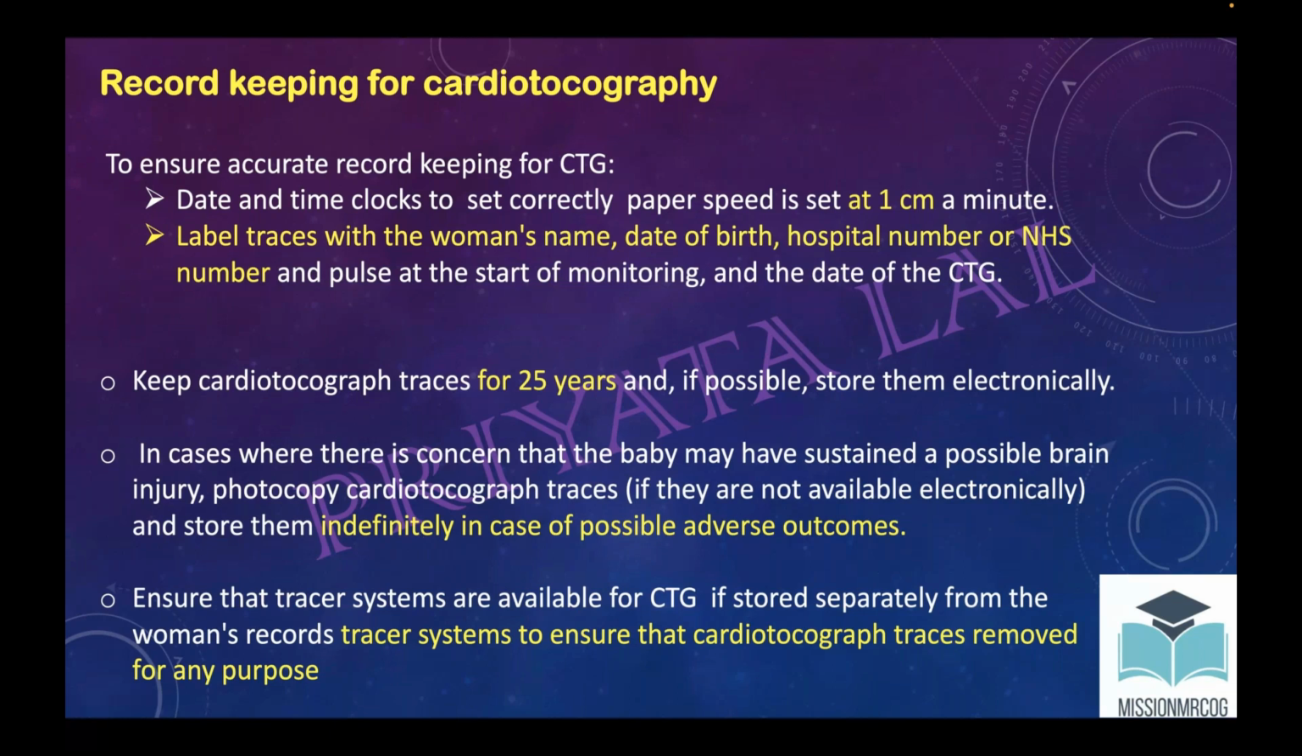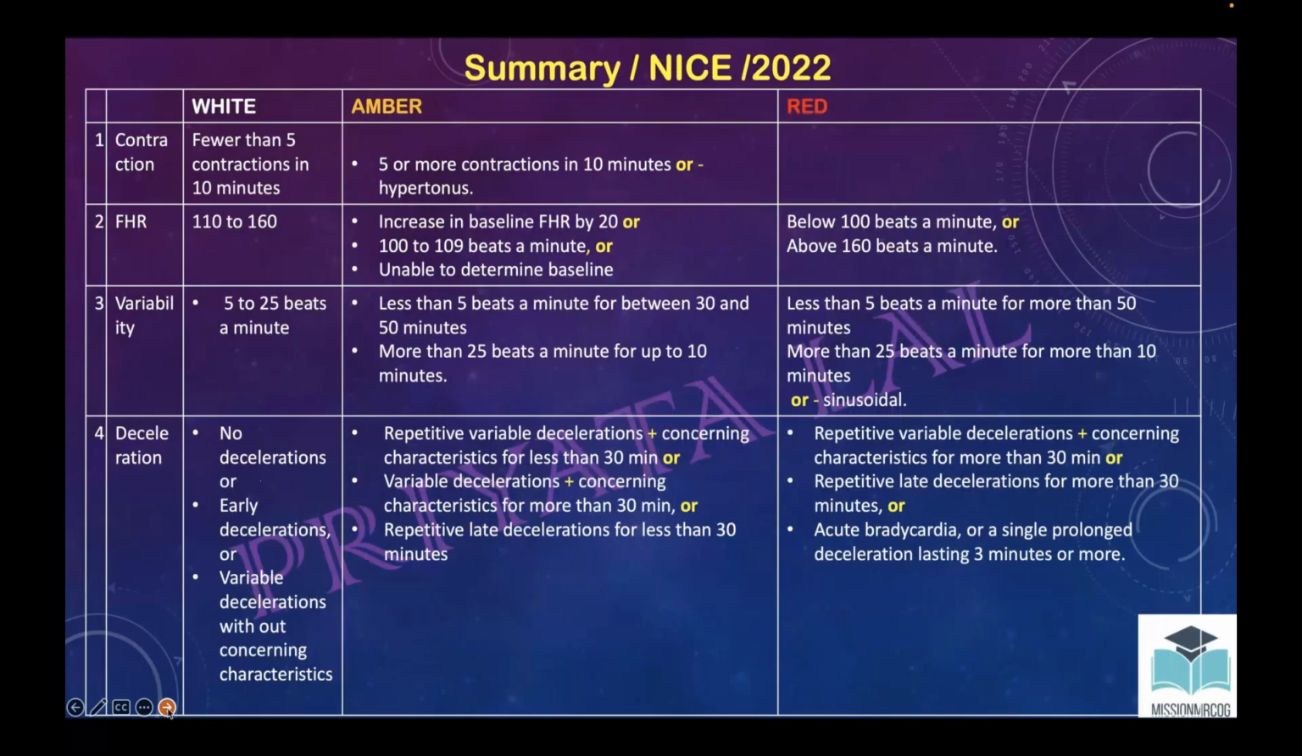Now this is the update. I had created a table that is a summary of the NICE guideline. Contractions: I'm just repeating, but the same thing we have done. For contractions, there are two color codes, white and amber. Less than 5 contractions is white, more than 5 contractions is amber. There is no red here.